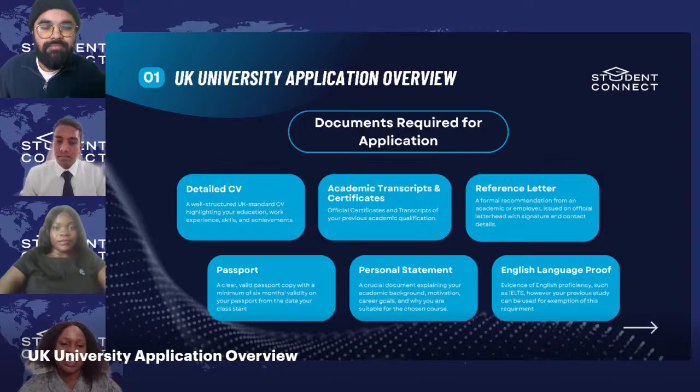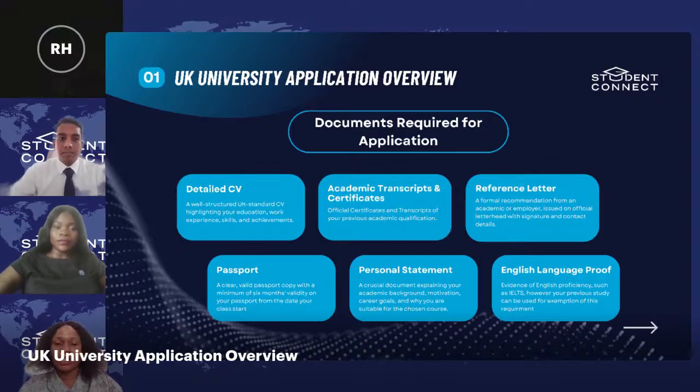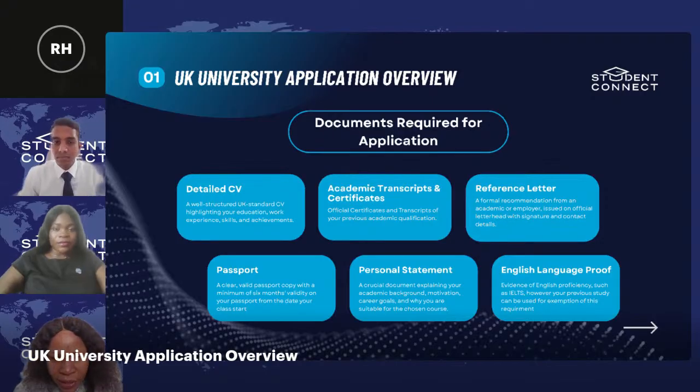So you need a detailed CV, a well-structured UK standard CV, highlighting your education, your previous education, your work experiences, your skills and achievements. So your CV has to be detailed and it must include all of this information. And the next documents will be academic transcript and certificate. So you need your official transcript and certificate from your previous institution. Moving on to reference letter. A formal recommendation from an academic or employer issued on official letterhead with signature and contact details.